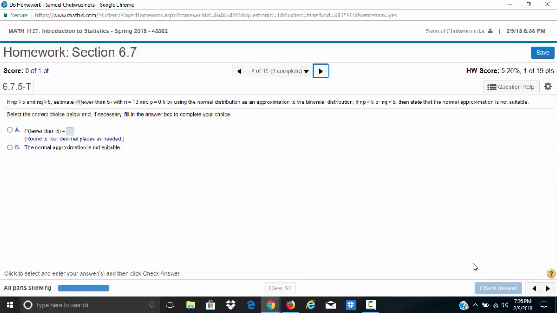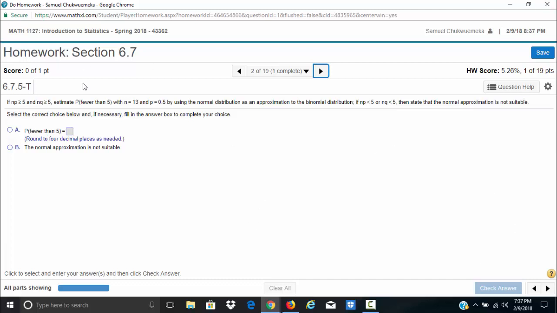Question 2, if NP, this is the sample size times the probability of success, is greater than or equal to 5, and NQ, which is sample size times the probability of failure, is greater than or equal to 5, estimate the probability of fewer than 5 if the sample size is 13 and the probability of success is 0.5, by using the normal distribution as an approximation to the binomial distribution. If NP is less than 5 or NQ is less than 5, then state that the normal approximation is not suitable.